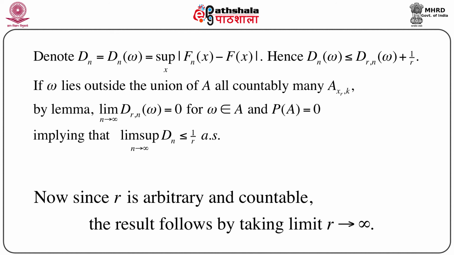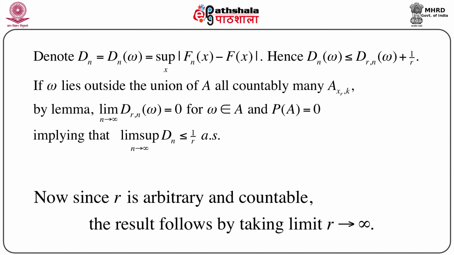Then we define D_n as the supremum of |F_n(x) - F(x)|, as D_n(omega) at omega, which equals the supremum over x of the modulus of F_n(x) - F(x). Then it is clear that D_n(omega) is less than or equal to D_{r,n}(omega) plus 1 by r. That means the bound that we get for the modulus of F_n(x) - F(x) is bounded below by 0 and bounded above by D_{r,n}(omega). So just by taking the supremum on both sides, we have D_n(omega) less than or equal to this quantity.